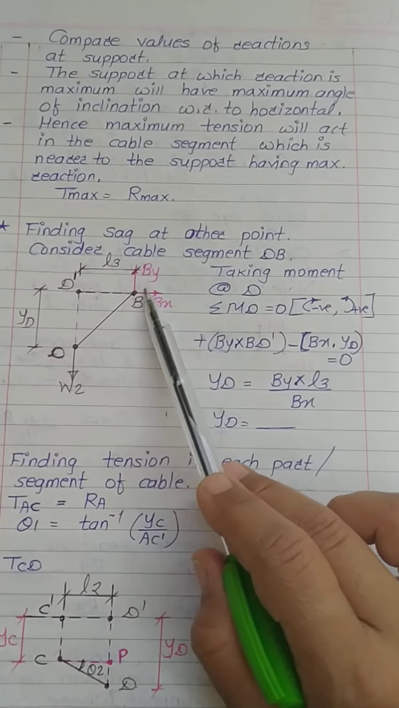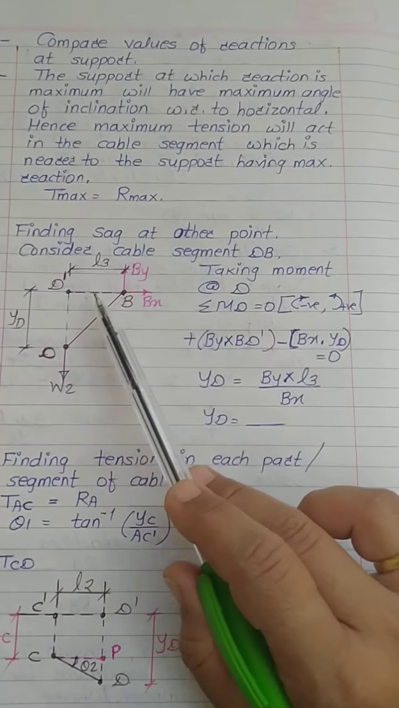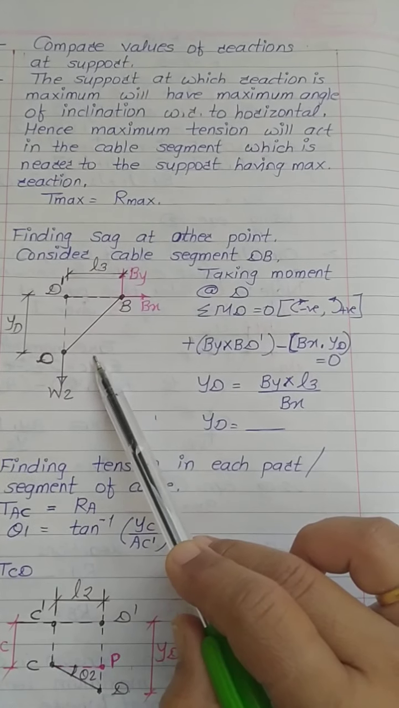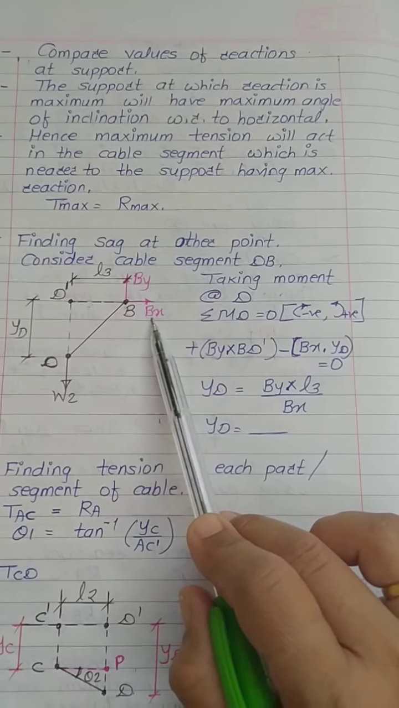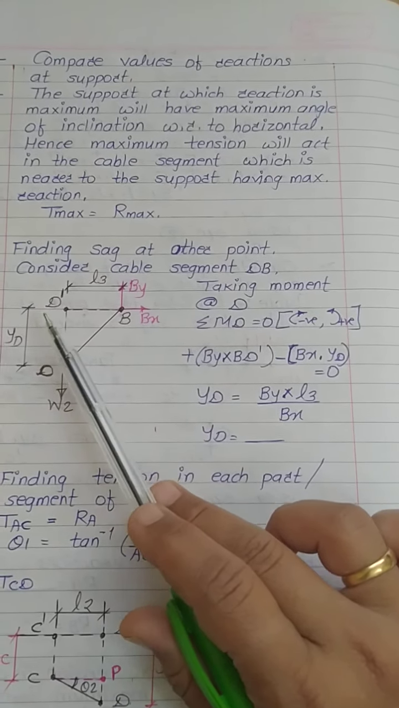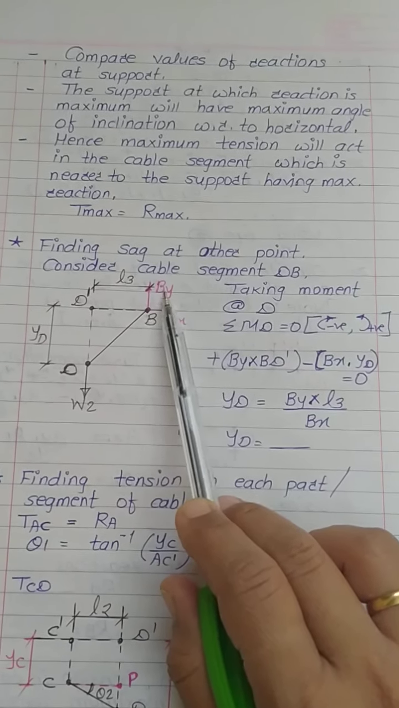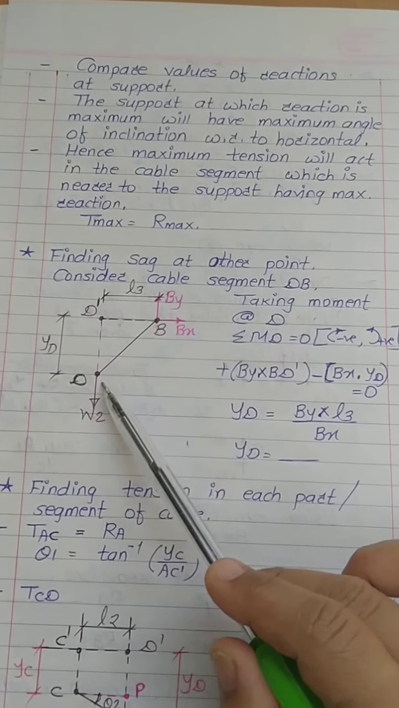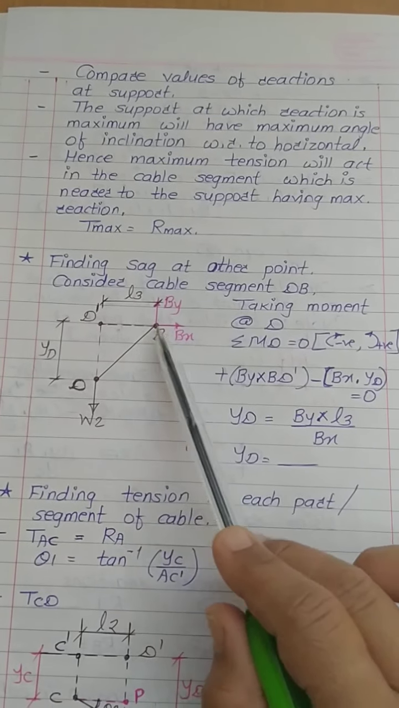Now this Bx force will rotate in clockwise direction about point D, and since this force is horizontal, the distance between these two forces we have to consider as vertical one. So moment of Bx will be minus Bx into YD. Okay. Next, we have to consider moment of this By force. Now it is going to rotate in anti-clockwise direction about this point D. Since force is vertical, distance we have to consider as horizontal one, which is L3.